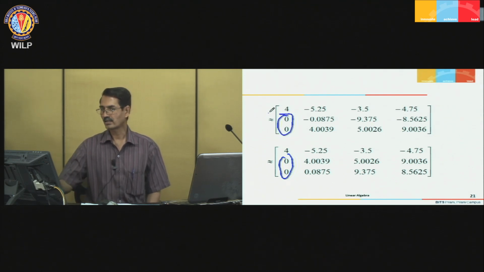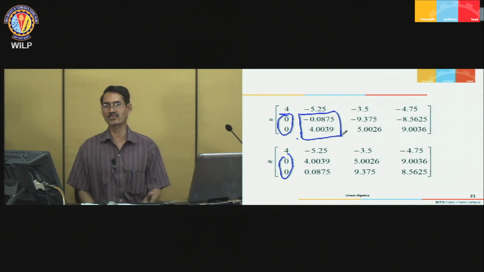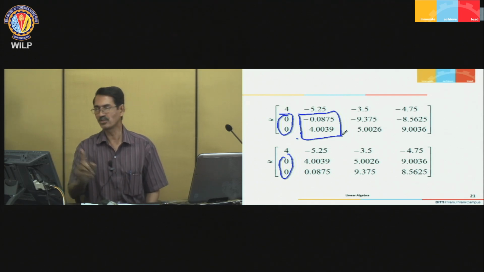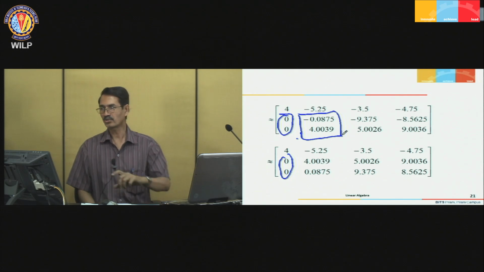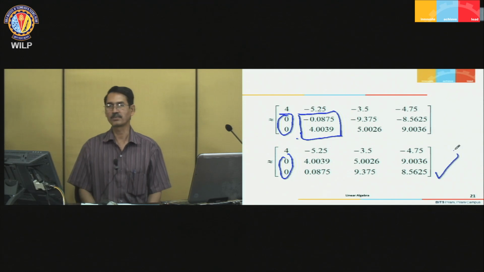Then come to the second column. Second column means again the first row you shall not touch. Look at this part only. Which one is numerically largest? Look here, 4.0039 is numerically largest. Therefore, we will have to interchange the rows. By interchanging, the second and third rows have been interchanged, and we are going to get this.